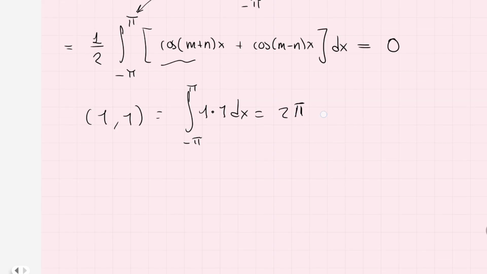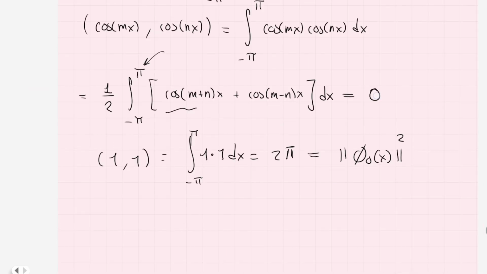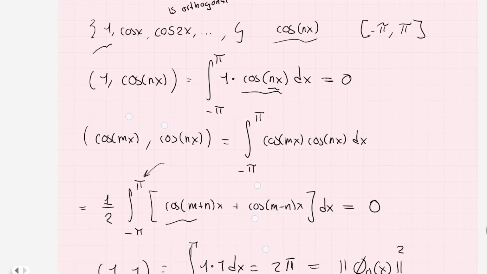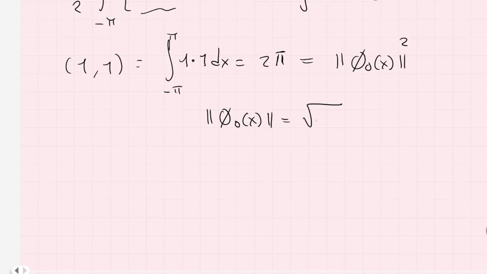Okay, but we define this to be the magnitude of the function phi 0 of x squared. Remember that phi 0 of x is equal to 1. It's just the first element of the set. So we establish that the magnitude of the phi 0 of x function is going to be equal to the square root of 2 pi.